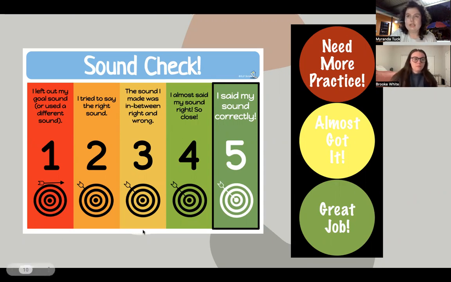So this was just a little bit about self-rating scales and how we like to use them working with kids with speech sound disorders. Please let us know if you have any questions.